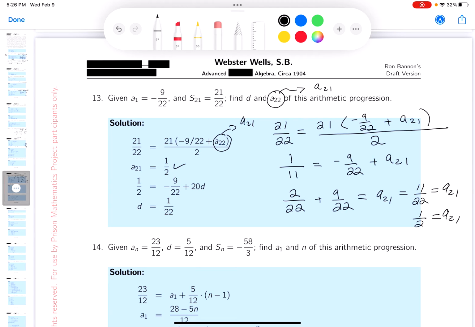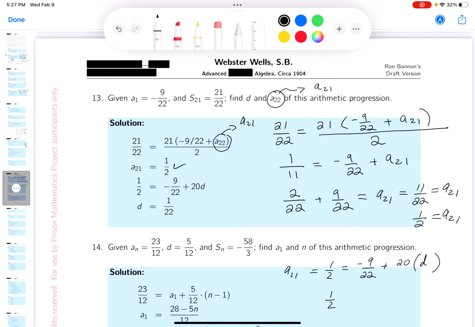All right? So I want to know what A21 is, right? So I'll put this over here. A21 is a half. And what's that equal to? It's equal to A1, which is minus 9 over 22. And again, this is A21. Plus, well, I reduce it by 1, it's 20. And then what do you get over there? Let's see, what's the D? I don't know what the D is. I'll put the D down. All right, what do you got over here?